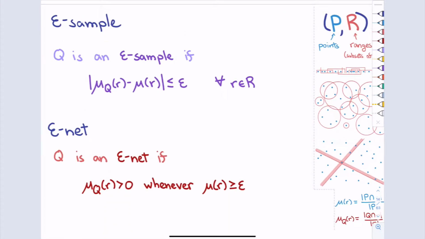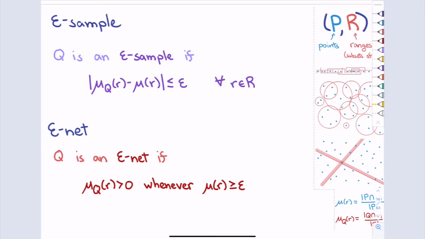And we talked about these notions of epsilon samples and epsilon nets. So in an epsilon sample, I want to subsample a set of points Q so that the measure, which was the fraction of points in a range R, the percentage of points in a range R, is within an epsilon of the original. The other object we introduced was an epsilon net. We didn't do the analysis too much, so maybe it's good to remind us here.